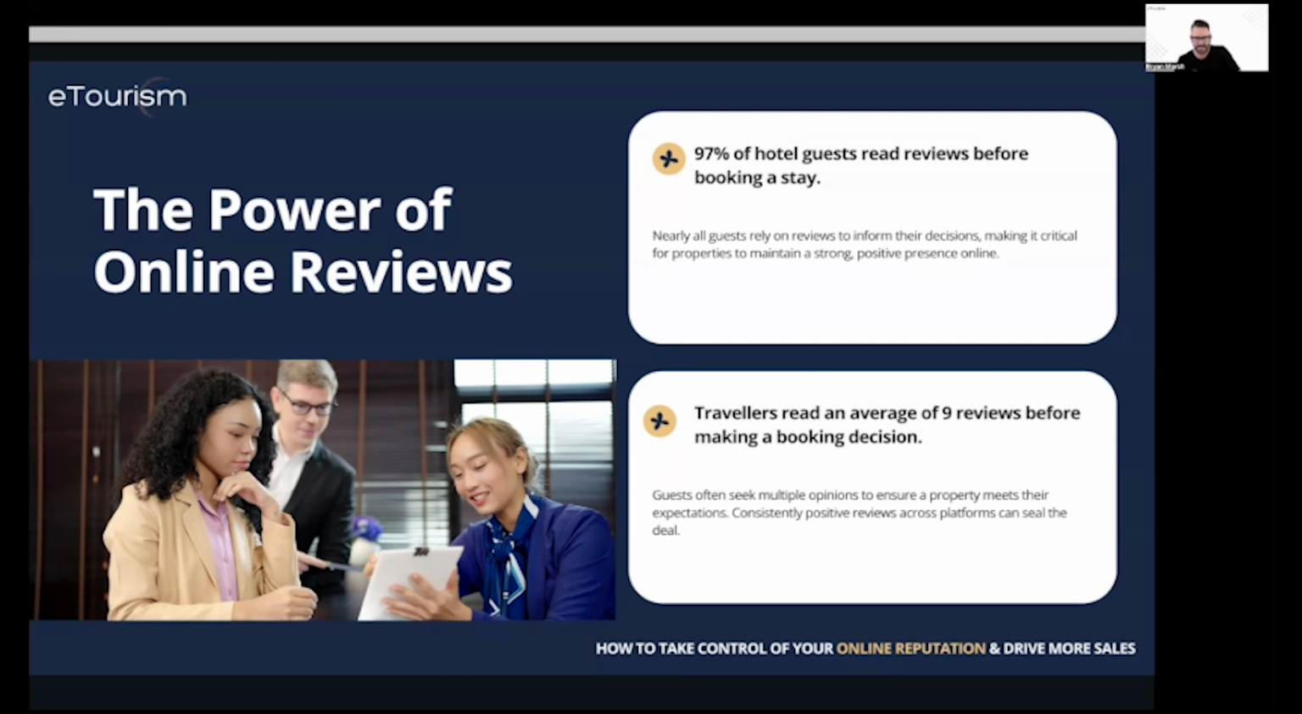97% of hotel guests read reviews before booking a stay. Nearly all guests rely on reviews to inform their decisions, making it critical for properties to maintain a strong, positive presence online. Travelers read an average of 9 reviews before making a booking decision. Guests often seek multiple opinions to ensure a property meets their expectations. Consistently positive reviews across platforms can seal the deal.